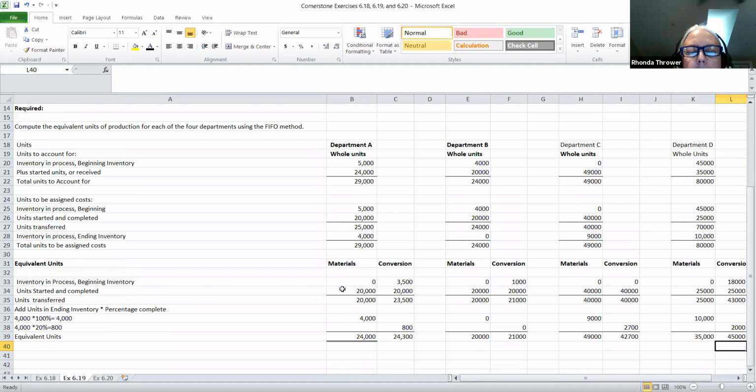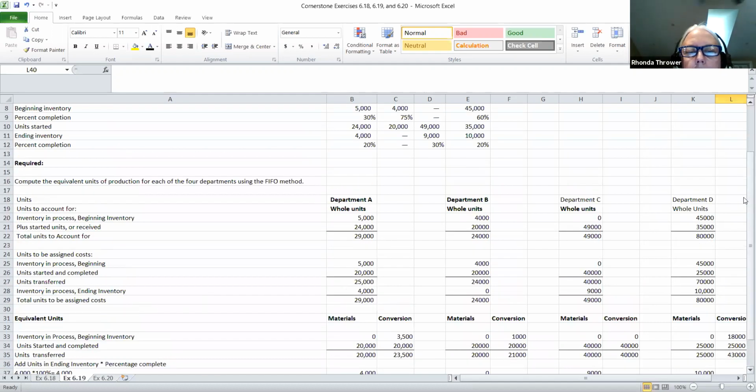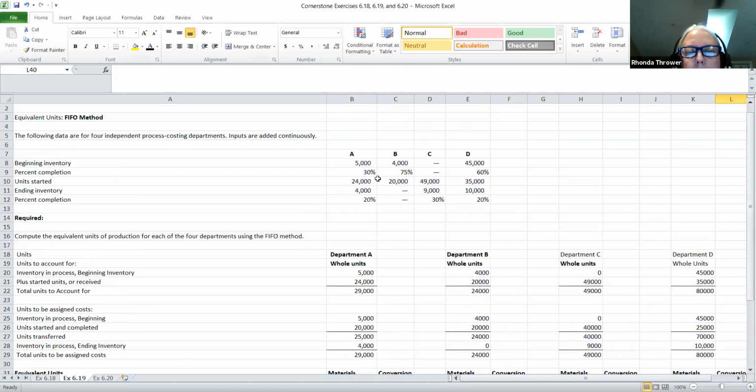Our beginning inventory started in a prior period, so some of the costs are in the prior period. The beginning inventory would come from the ending inventory for last period. So all of the materials were added last period, so there would be 0 that need to be added for materials during this period for beginning inventory. But our beginning inventory was 30% complete last period of time.